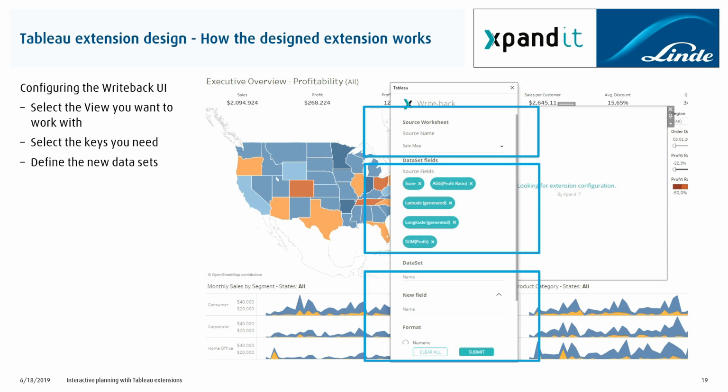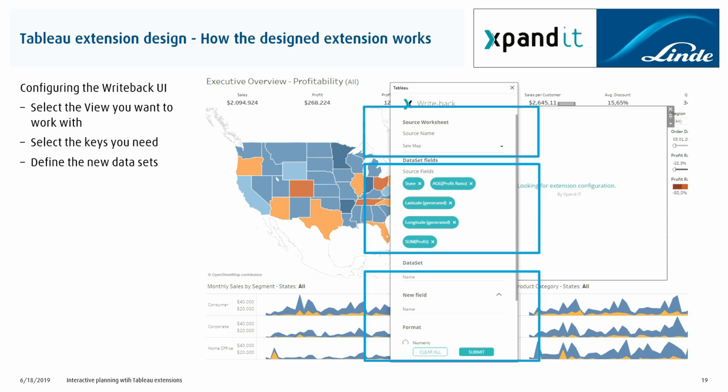So let's see. When we start, the first thing that you need to do is define what you want to maintain. What is your reference worksheet? What data do you want to maintain? You can configure the UI how you would like to have it, or what data you would like to see. So you see in the first section, which worksheet or which view of the worksheet do you want to use as a reference for your selection, for getting the key. In our case, we just select this map.